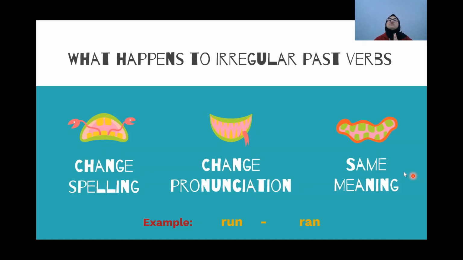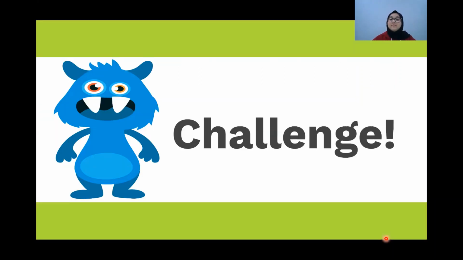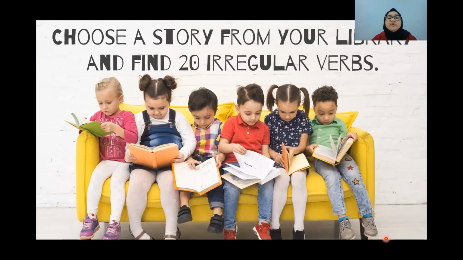Please remember this while you are studying for irregular verbs because it's very simple. 3 simple points that will help you understand irregular past verbs. Oh, would you see? We have a challenge before we leave. Are you going to be able to fulfill the challenge? We will see. I'm challenging you. I want you to choose a story from your library, any story, and I want you to find 20 irregular verbs in it. Can you do that? I think you can. We will see.